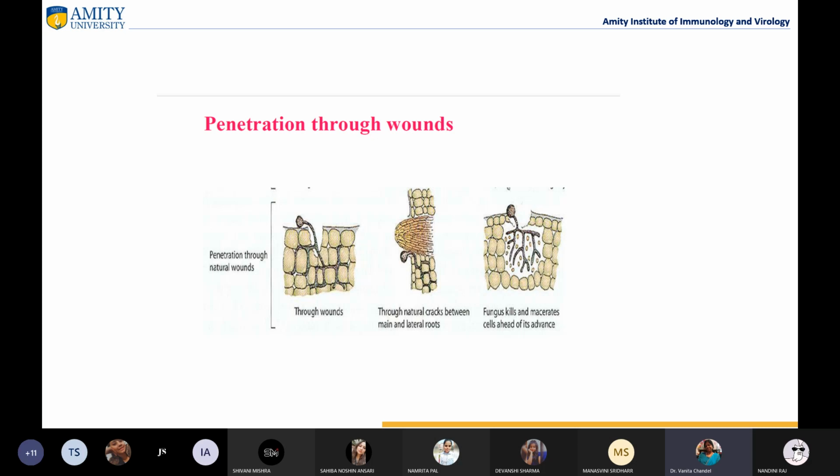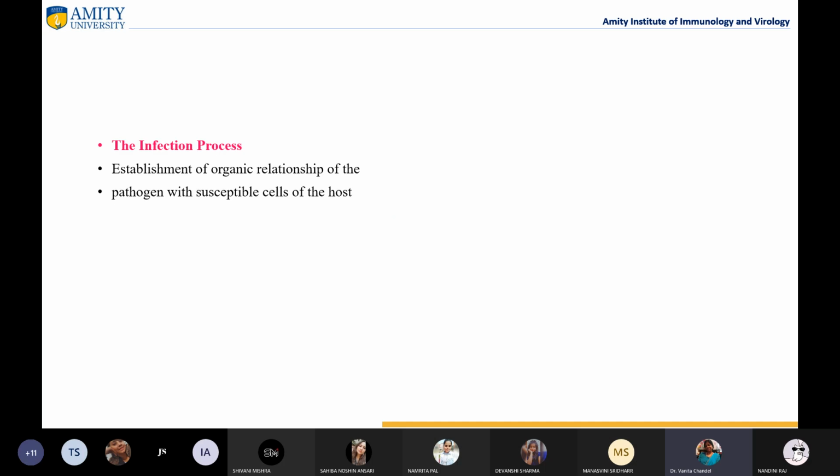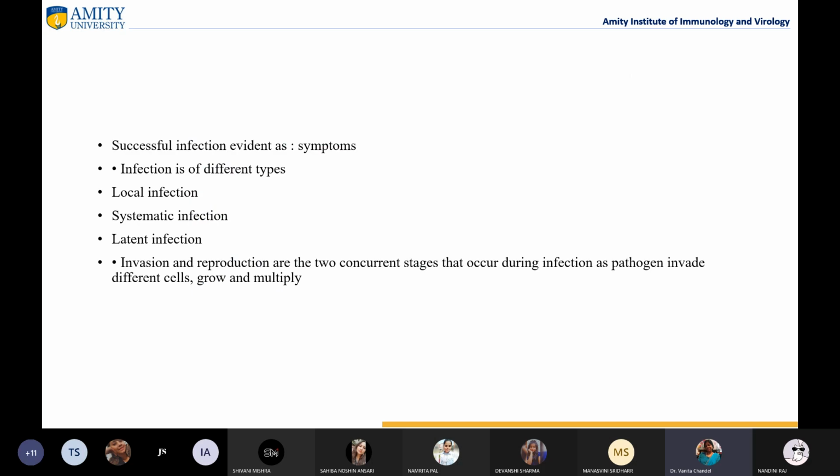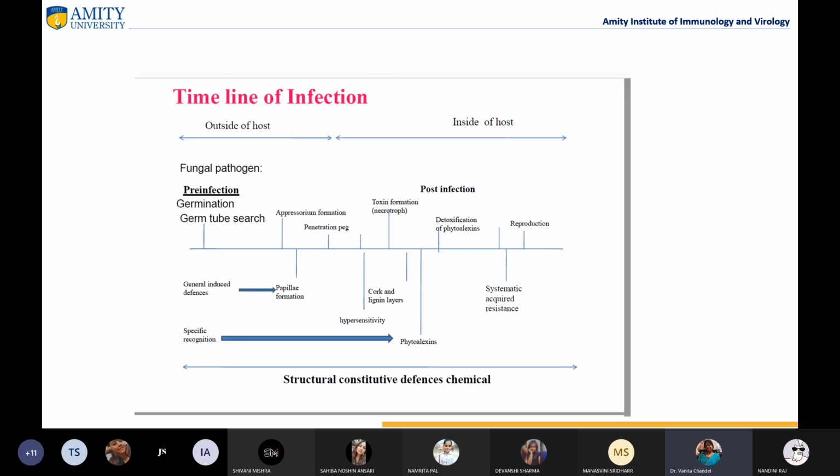So this is about penetration, how it is getting in. I'll stop here, I'll not go further. Next we will go for the infection process and how it establishes an infection with the host, right? All those things. What is the timeline of infection, and what happens after the infection takes place. That we are going to discuss in the next class. If you need clarification of anything which you think you have not understood, you can ask your questions right now.